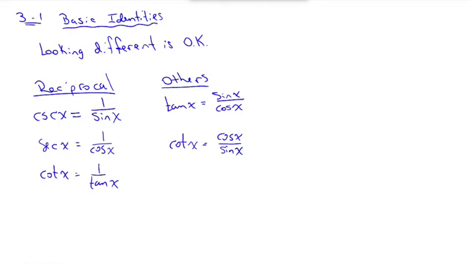Other ones. We also have identities that look like this. Why does this identity work? Where did I pull it out of? What does it look like? It looks like a Pythagorean. It's actually called a Pythagorean identity. But where did it come from?